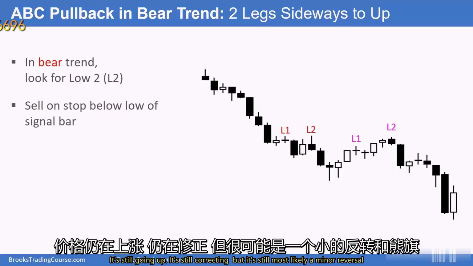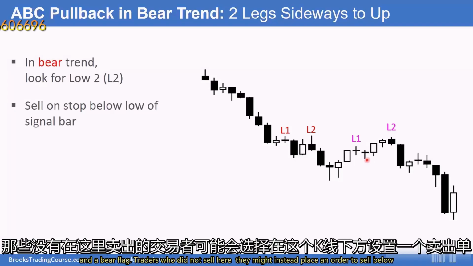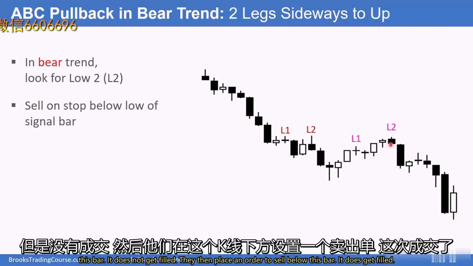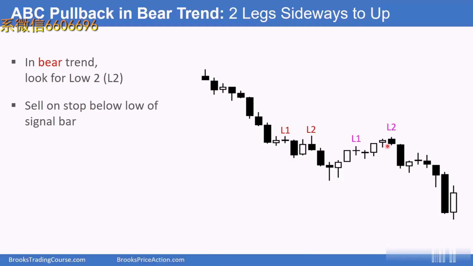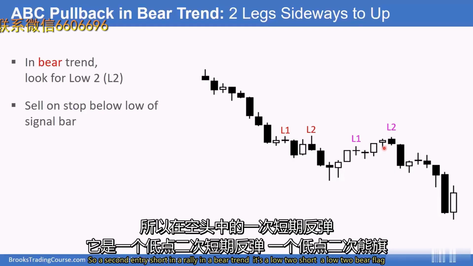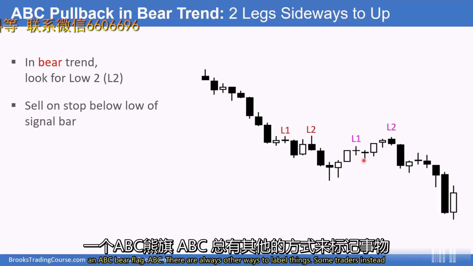It's still correcting, but it's still most likely a minor reversal and a bear flag. Traders who did not sell here might instead place an order to sell below this bar, does not get filled. They then place an order to sell below this bar, it does get filled. So a second entry short in a rally in a bear trend, it's a low 2 short, a low 2 bear flag, an ABC bear flag, ABC.